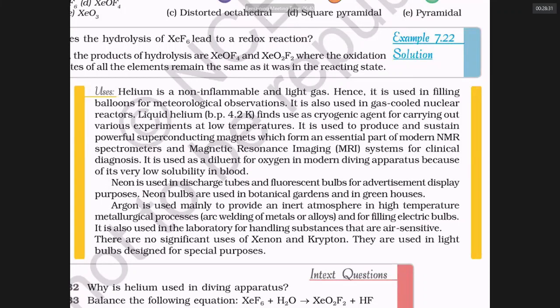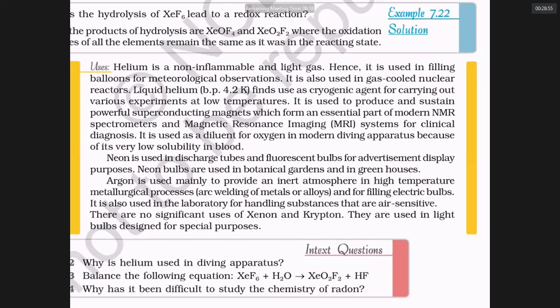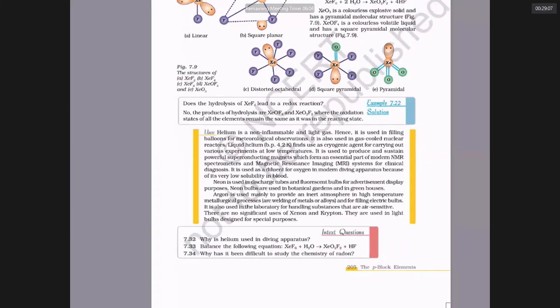If you take pure oxygen and jump into the bottom of the sea, due to high pressure, more oxygen will dissolve in blood. When you come out, the excess of oxygen dissolved will gush out and we will die. To prevent excessive solubility of oxygen in blood, you mix it with helium before diving into deep sea waters. The neon, argon, etc. gases are filled in bulbs, especially neon lights, which give beautiful colors for advertisement purpose. So students are requested to cover up to noble gases.